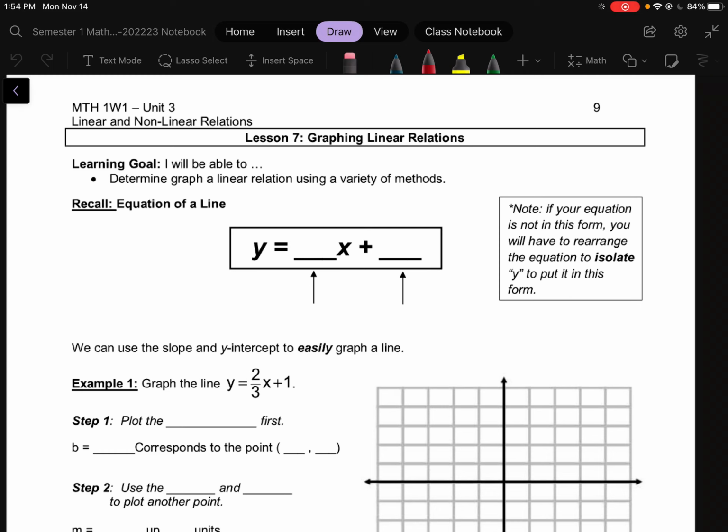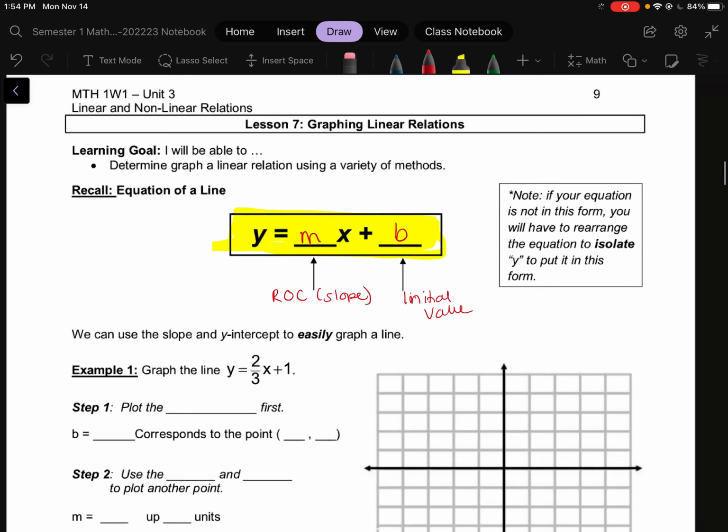So one thing that we always need to recall is our equation of the line, which is y equals mx plus b. And remember, our m is our rate of change, which is always our slope, and our b is always and forever will be our initial value. So make sure you do understand that. That is so important to remember. Highlight this, make sure you understand it, because you will be using this quite a bit in this whole lesson, and honestly when you go into grade 10.